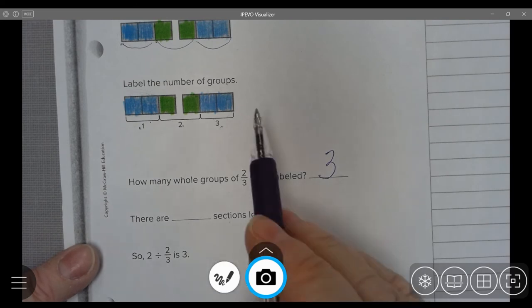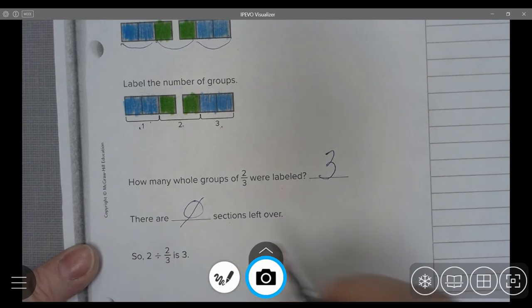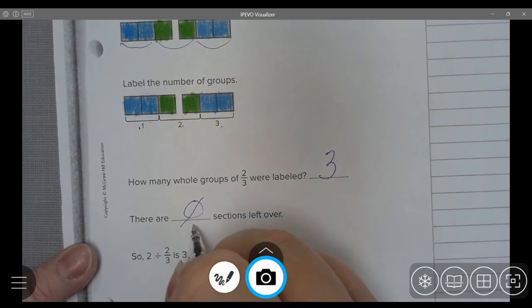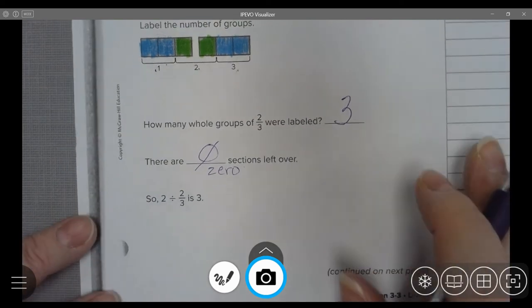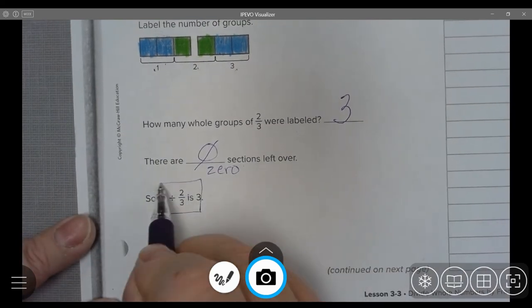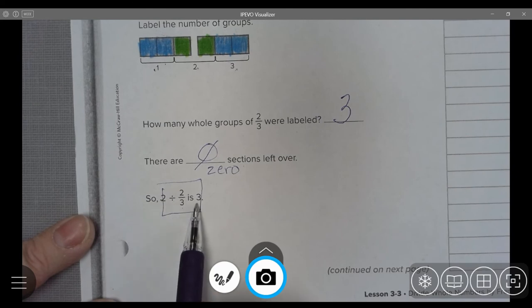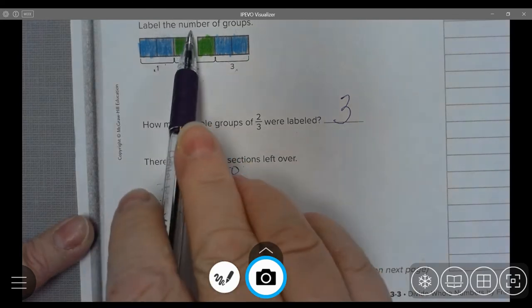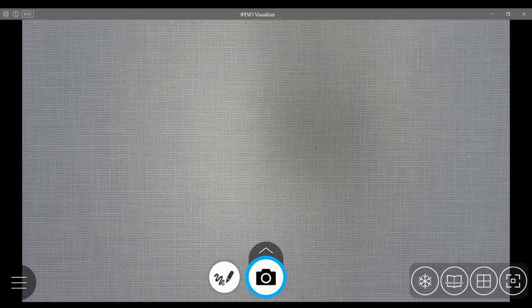And were there any sections left over that weren't grouped? Nope, we don't have any. So I'm going to make 0, or I can spell it out, 0 sections left over. So with that in mind, we can say 2 divided by 2/3 is equal to 3. So this is one way to show it with our bar. Now, let's look at the other method, which we would have with reciprocals.